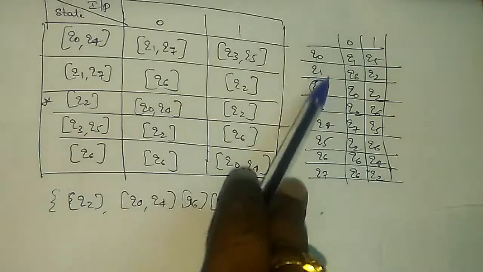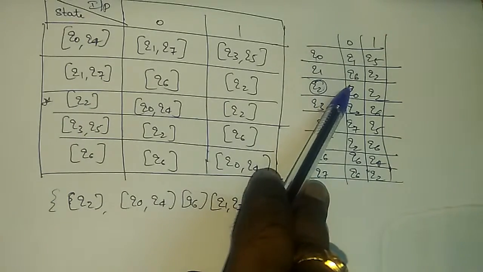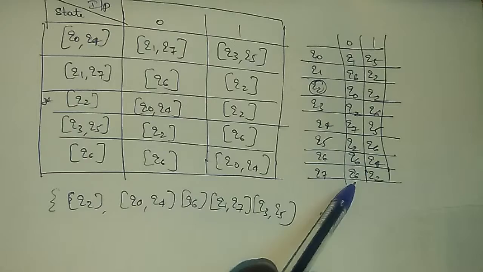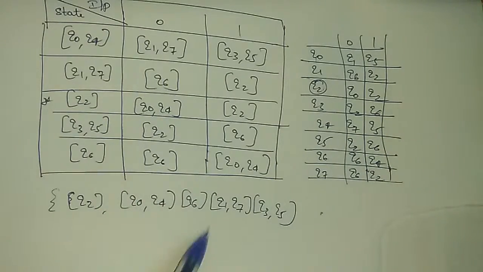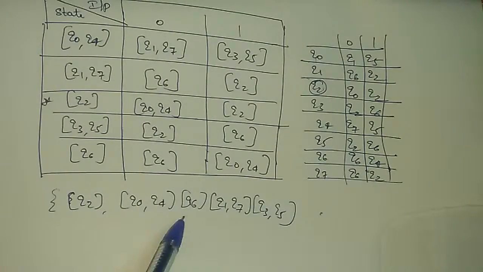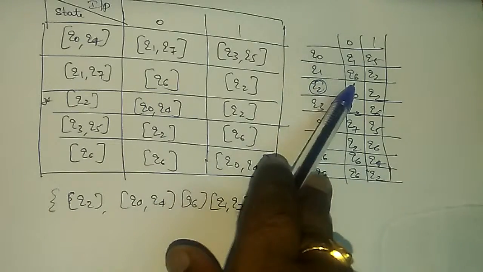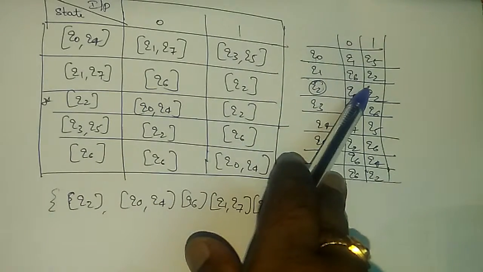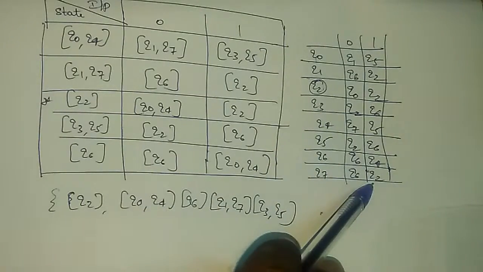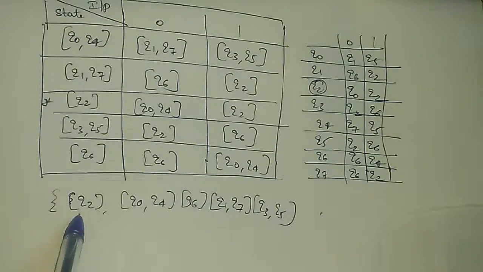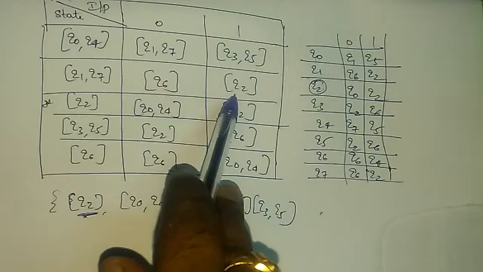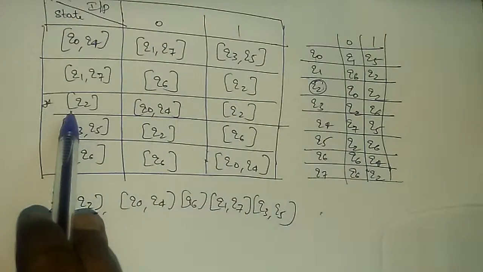Next, coming to Q1 comma Q7. So Q1 on 0, Q6. Q7 on 0, Q6. So Q6. See here, Q6 is a single set. So I got Q6. Next, Q1 on 1, Q2. Next, Q7 on 1, Q2. As we know that Q2 is also a single set. So I got Q2.